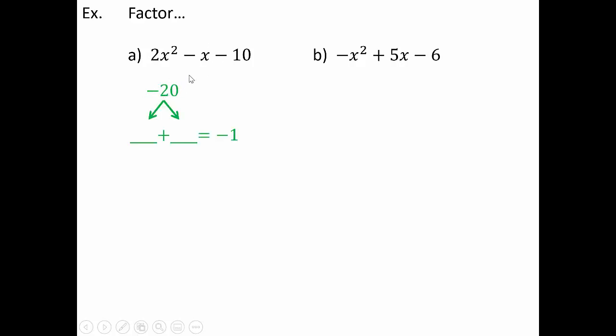Factors of negative 20 that add to the B value of negative 1. Think about it for a quick second. Hopefully you should get negative 5 and positive 4. Breaking into my double bubble, I'm going to take the A term, 2x squared, drop the square, keep the 2x, and put that in both bubbles. I don't write 2x squared, I write 2x in both bubbles. Then the negative 5 and the 4 get sprinkled in to the other side of each bubble. So I now have 2x minus 5 and 2x plus 4.